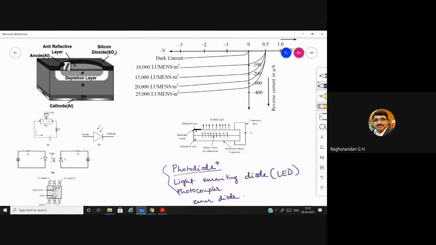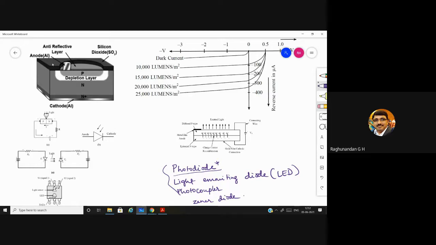At the other end, the same way we have a cathode here, we have an anode, which is also made up of aluminum. This is the anode terminal, and this is the cathode terminal. It is projected like this to have external connection. Also, on the other side, apart from this anti-reflecting layer, you can observe the other side will be coated with silicon dioxide.